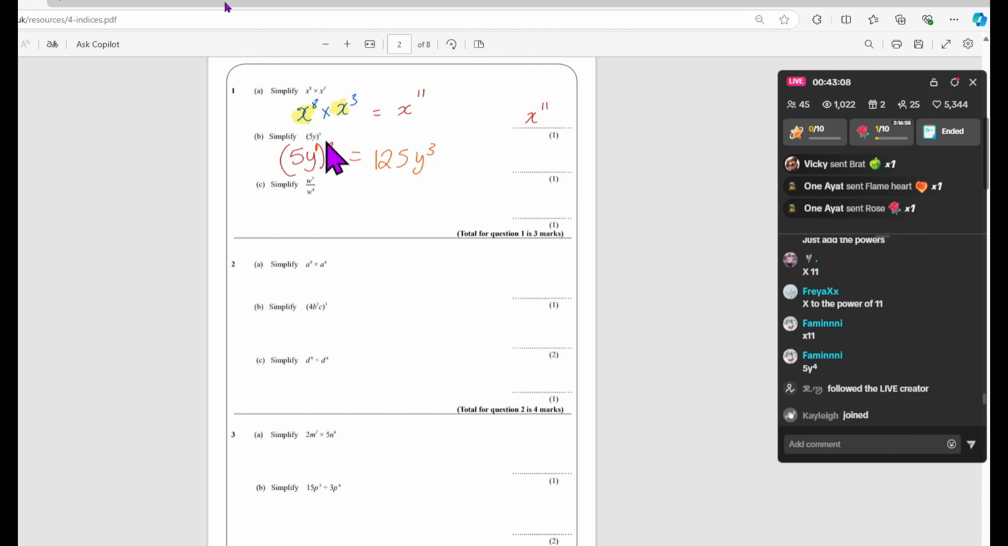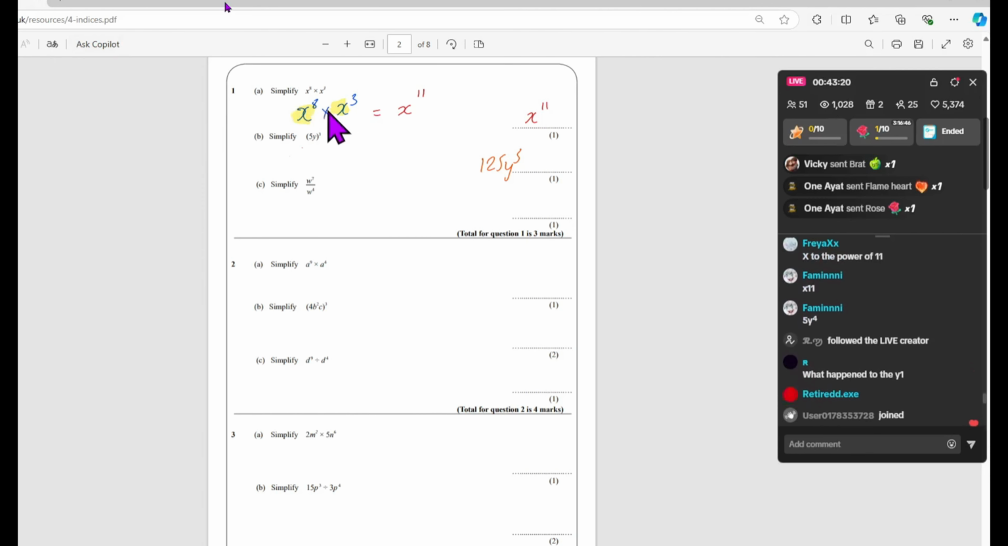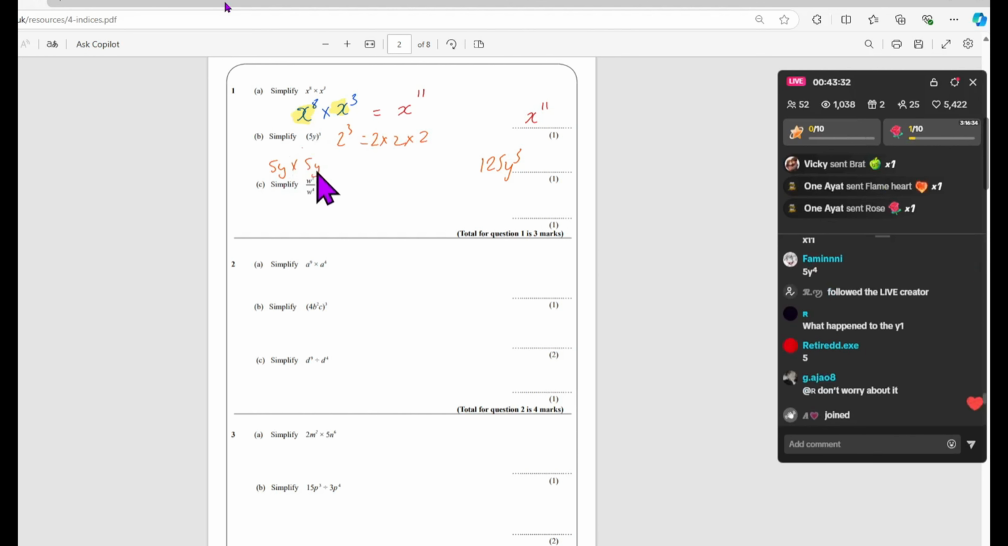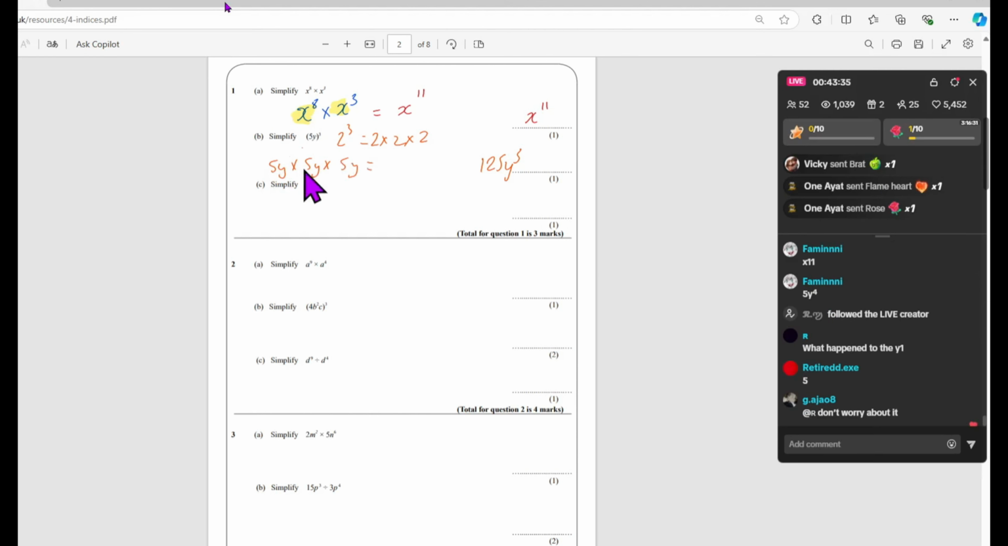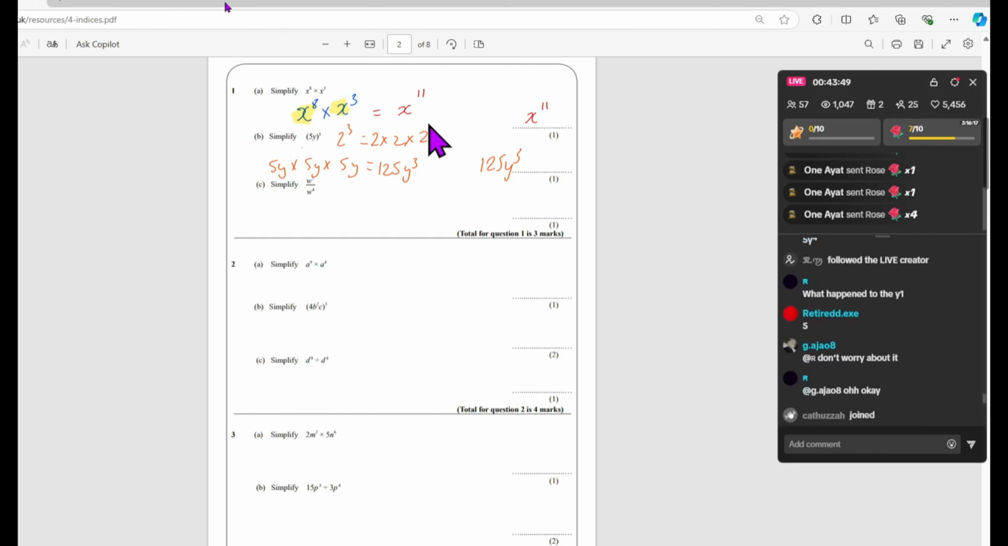Now, what this 5y cubed essentially means, that's the final answer, 125y cubed. If you don't understand what this actually means, you can visualize this. You probably know that 2 cubed is 2 times 2 times 2, right? So it's the same with 5y cubed. It's going to be 5y times 5y times 5y. 5 times 5 times 5 is going to be 125. Then y times y times y is going to be y cubed. If you don't understand what it means in the bracket, I'm going to set it out visually, and then you'll get your final answer there. Okay?